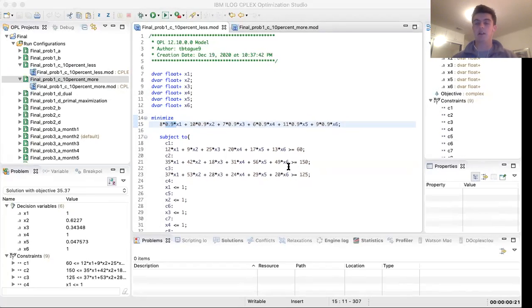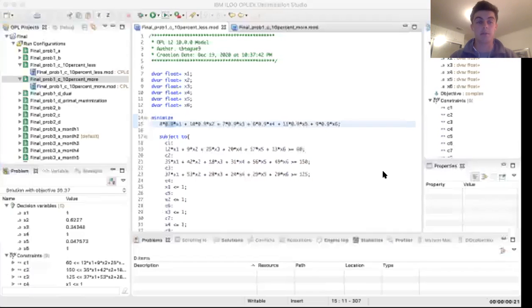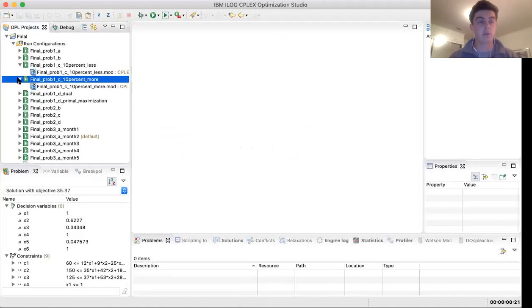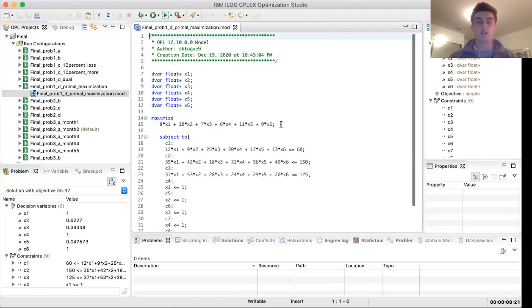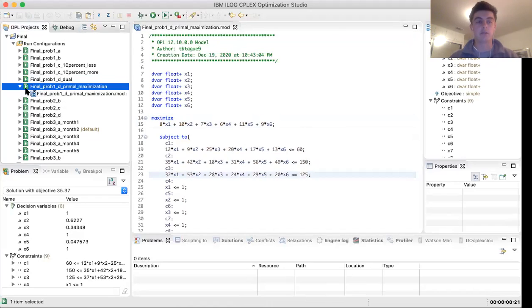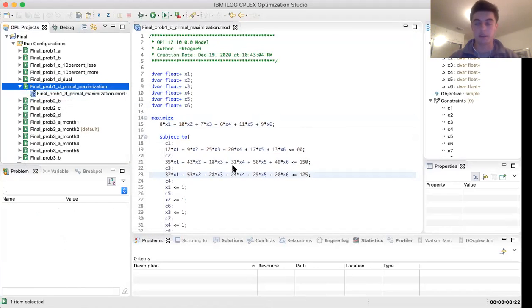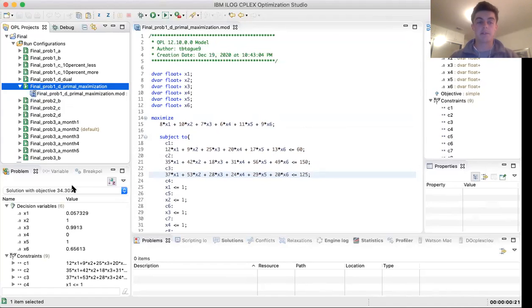Moving on to part D, we were asked to convert the minimization problem to a maximization problem. This is pretty straightforward. The only thing that you do is make it a maximization instead of a minimization. It's the same cost function, but instead of greater than or equal to signs, you have less than or equal to signs. Let's run this as well, just so we can get the value. So when we convert to a maximization, we get a cost of 34.303 million.